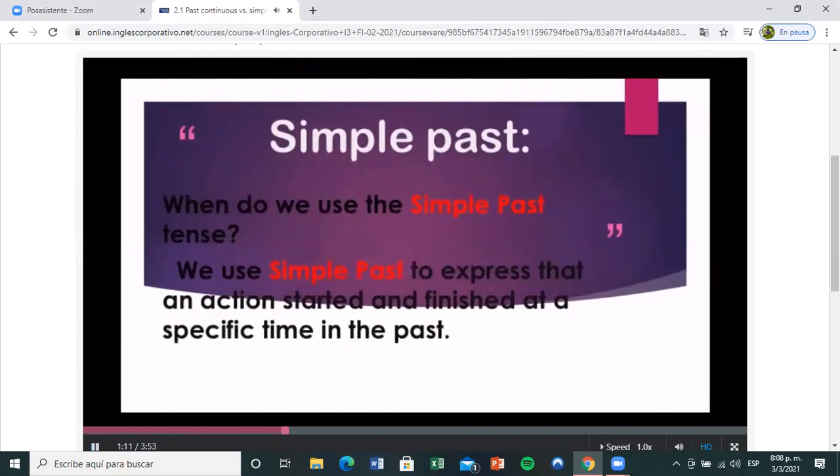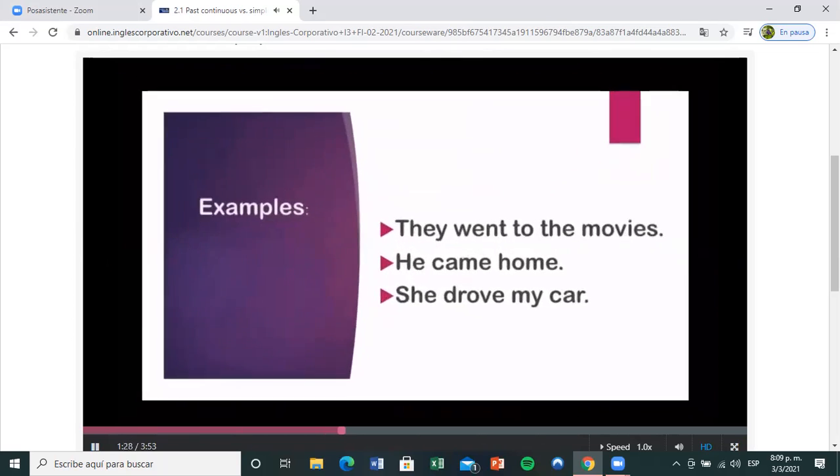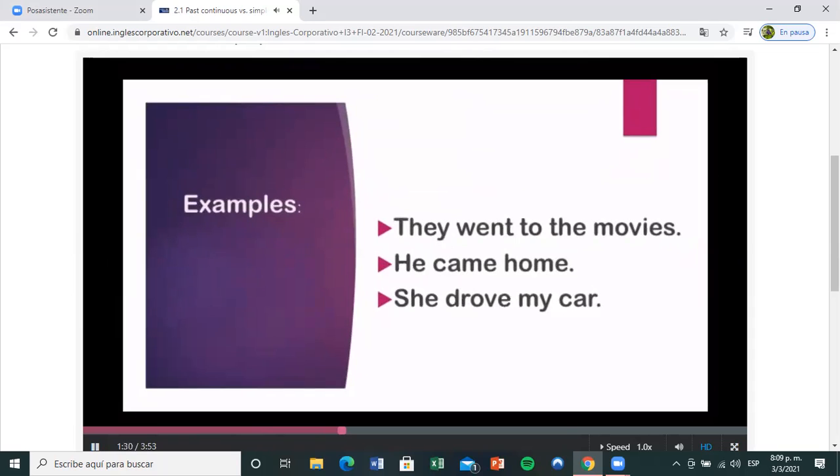I will begin talking about simple past because we have studied this before. So let's review. Simple past. When do we use it? We use simple past to express that an action started and finished at a specific time in the past. Read the following examples. They went to the movies. He came home. She drove my car.